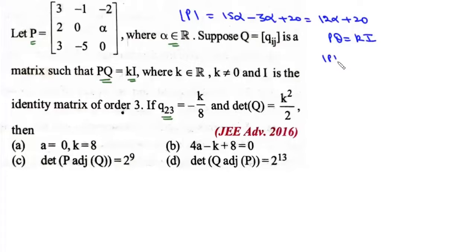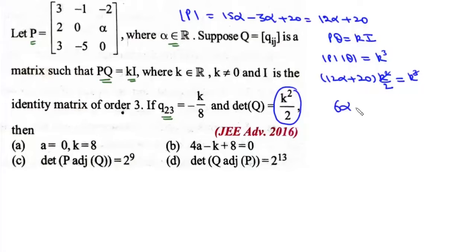Now the question says P into Q is K into I. Now if we take its determinant, we write determinant of P into determinant of Q will be equal to determinant of K into I. And since it is a 3 cross 3 matrix, there will be simply K cube. Now determinant of P is 12 alpha plus 20, so there will be 12 alpha plus 20 into determinant of Q. Determinant of Q is K square by 2, so it will be K square by 2 and it will be equal to K cube. Now this K square and K square will cancel. So we'll get this equation as 6 alpha plus 10 equal to K, and this is our first equation.